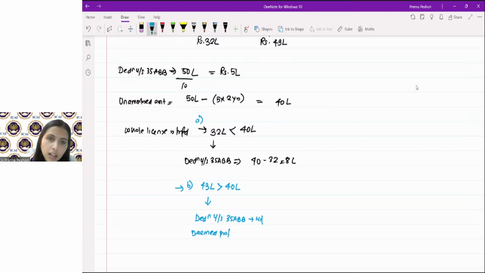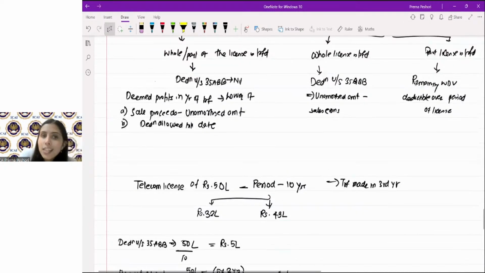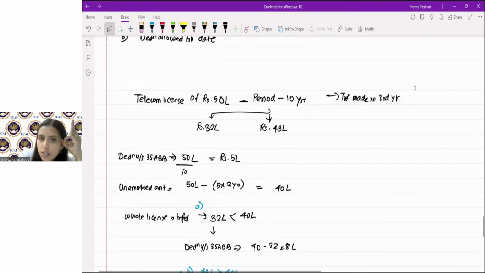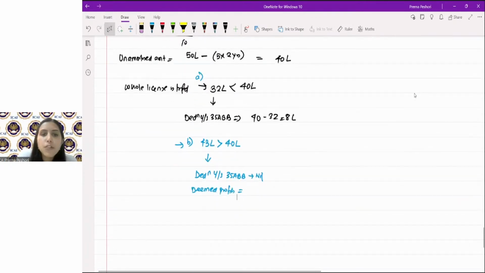Deemed profits would have been lower of what? Deemed profits was lower of the 43 lakh minus the unamortized amount, which is 40 lakh, which is 3 lakh, or deduction allowed till date, which is 10 lakh, whichever is lower, which comes to 3 lakh. That will be deemed profit.